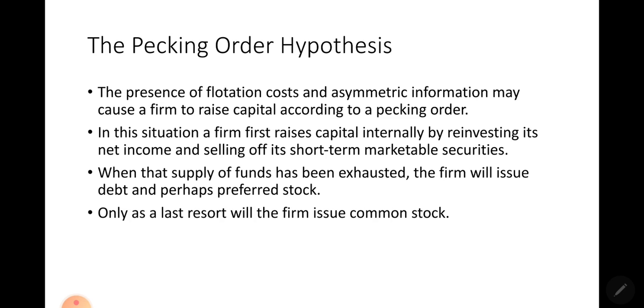And once the option of debt and preferred stock is also finished, then only they will go and issue common stock, because issuing common stock is the most expensive option due to flotation costs. This is the pecking order hypothesis. So usually businesses are expected to follow this kind of an order when raising capital.